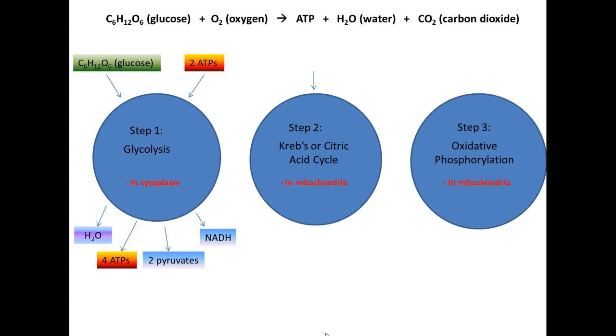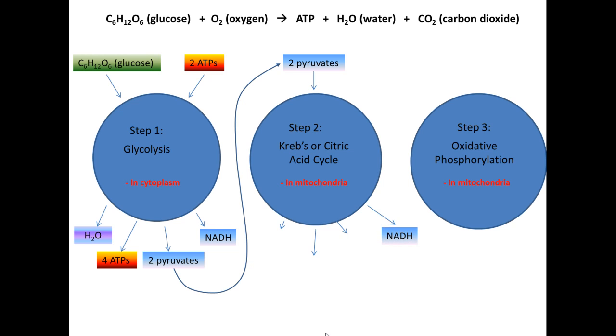If we look at our second step, there's only 1 input into the Krebs cycle, and that's going to be the 2 pyruvates. So where did those pyruvates come from? Step 1. An output of glycolysis is an input for the next step, and hopefully that makes sense. From the Krebs cycle, we're going to get 4 outputs. We're going to get more NADH. We're going to get a new taxicab, FADH2. We're going to get a small amount of ATP, and we're going to get some CO2.